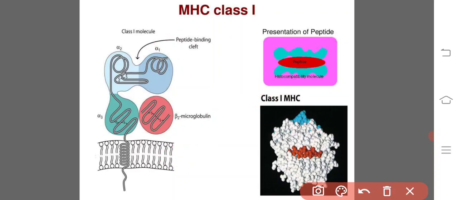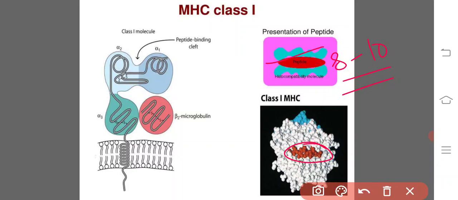This peptide binding cleft is located on the top surface of the class I MHC molecule and it is large enough to bind a peptide of about 8 to 10 amino acids in length. So this is the peptide, the red one. This peptide binding cleft is located on the top surface of the class I MHC molecules and is large enough to bind a peptide of about 8 to 10 amino acids.